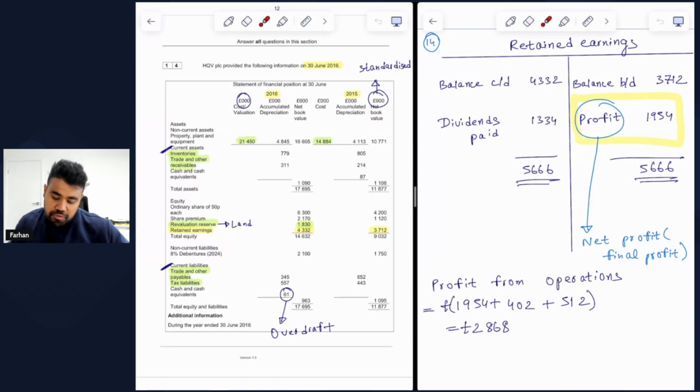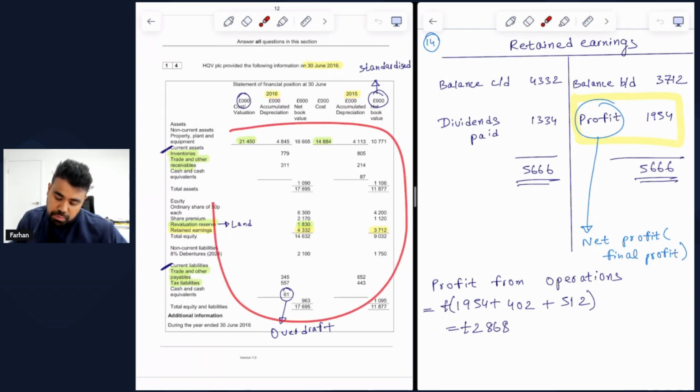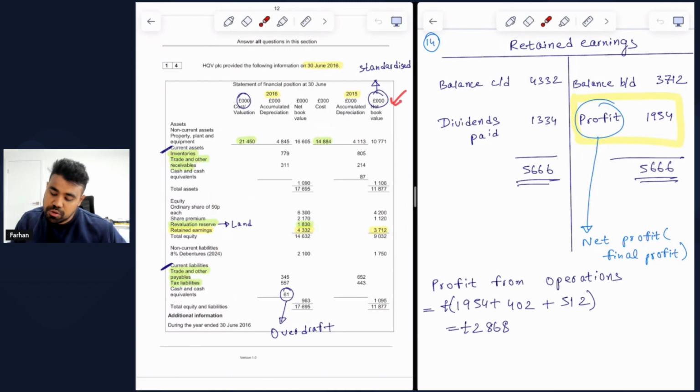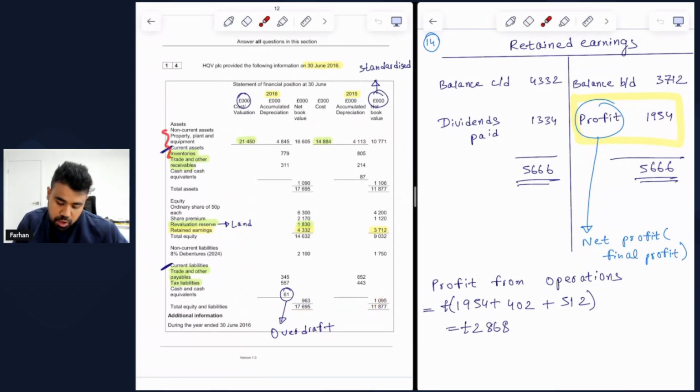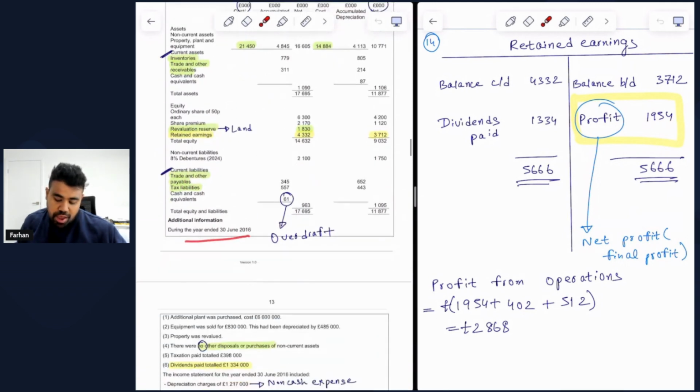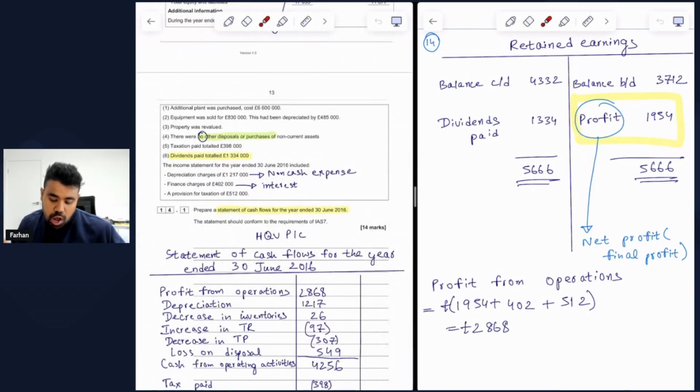HQV PLC provided the following information on 30 June 2016. So we're given the statement of financial position for two different years, 2016 and 2015. All the numbers within this financial statement have been standardized in terms of thousands so that it appears simple and not messy to read. We are given different types of assets, different types of equity, two different types of liabilities, and a set of extra information for the year ending 30 June 2016 that we need to include in our workings.